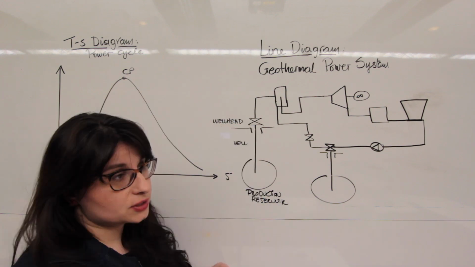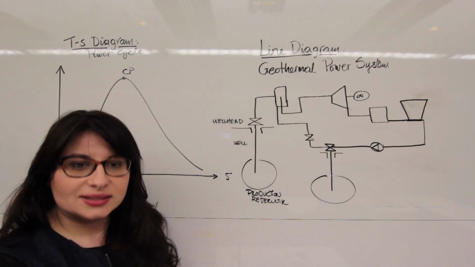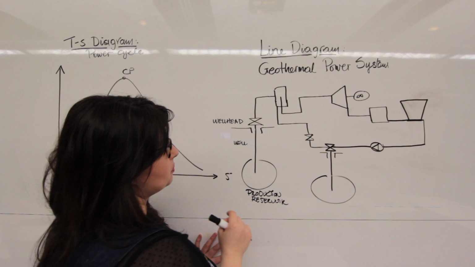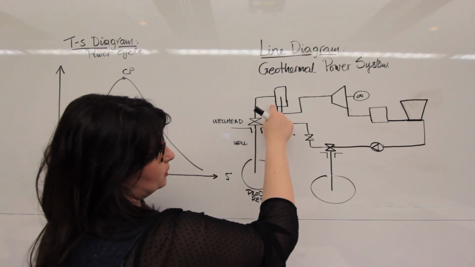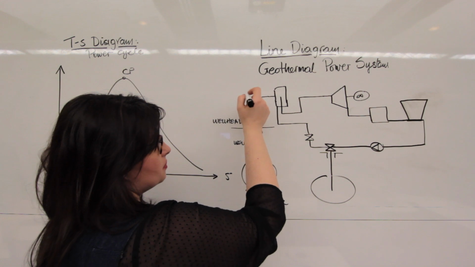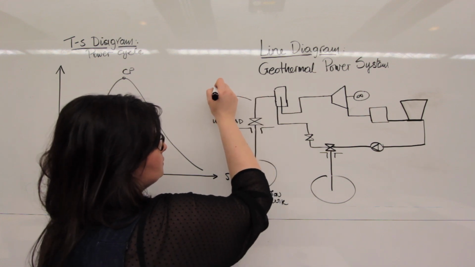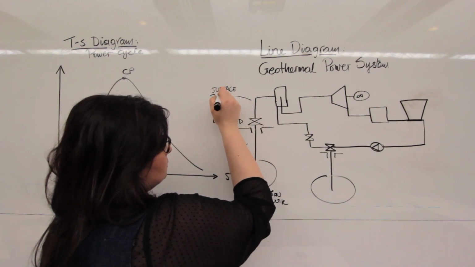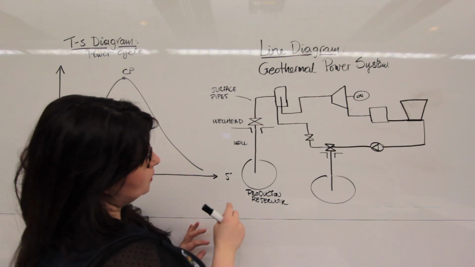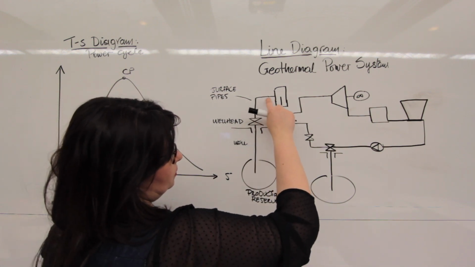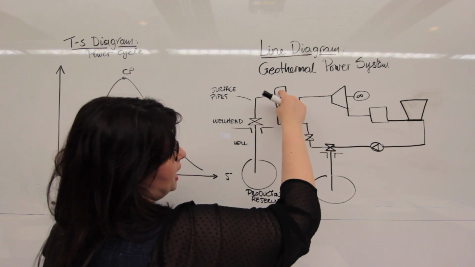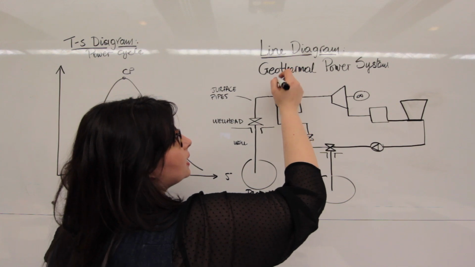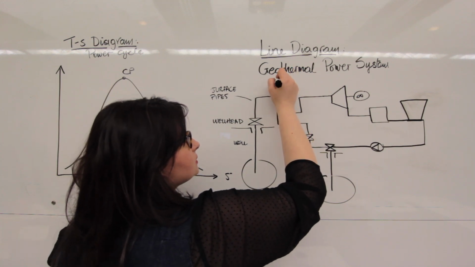Now, if you remember, as we mentioned in class, the wellhead is a valve, and it controls the flow of the pressurized fluid that's coming up the well. Now, what connects the valve with the next component are pipe segments. So this is surface pipes. Connected to the valve with the surface pipes, we have the first of our main components on the top side of the cycle, and that is our separator.